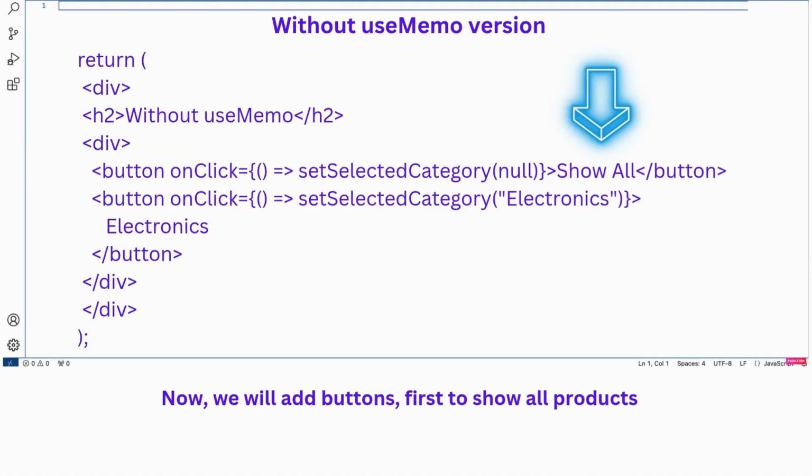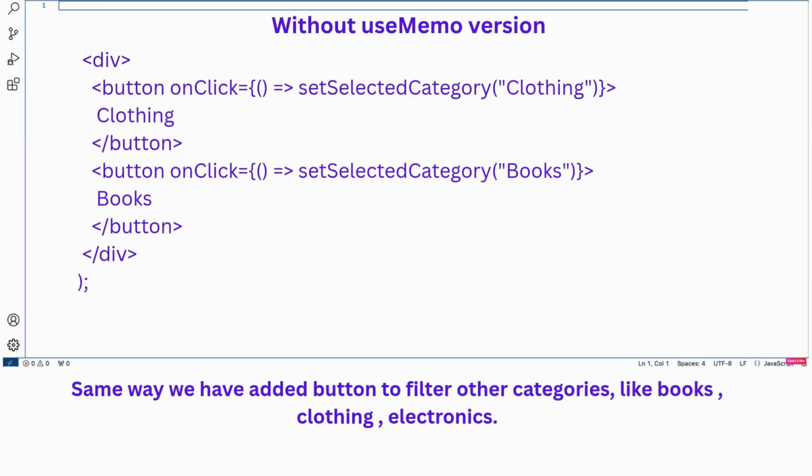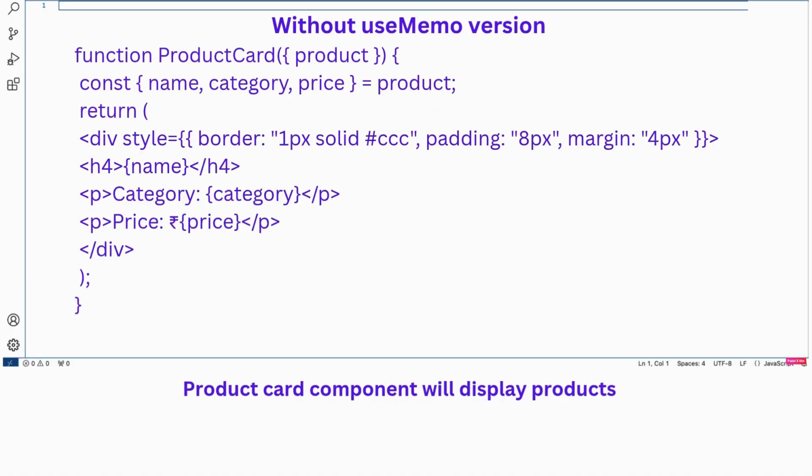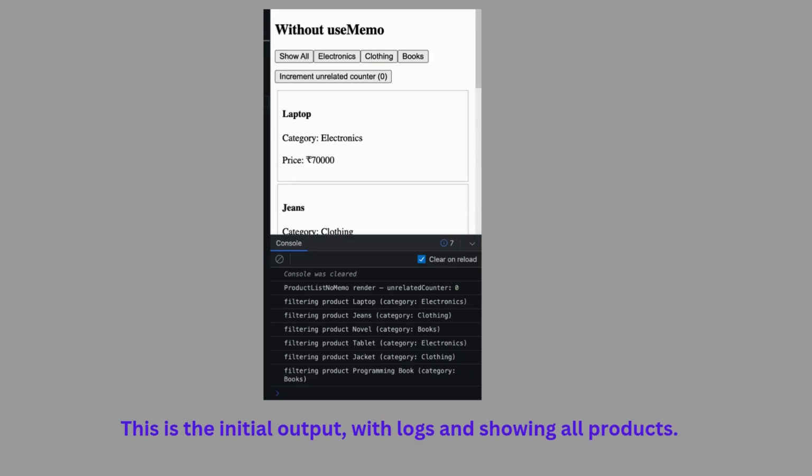Now, we will add buttons, first to show all products. Same way we have added buttons to filter other categories, like books, clothing, electronics. Also, we added an increment button for the unrelated counter and the ProductCard component. The ProductCard component will display products. This is the initial output, with logs and showing all products.